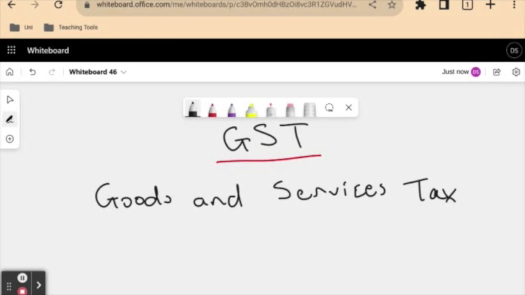You go to the grocery shop, you go to a bookshop, anywhere. The GST is a certain tax that is included within the price. So I'm going to write here, tax included within the price.